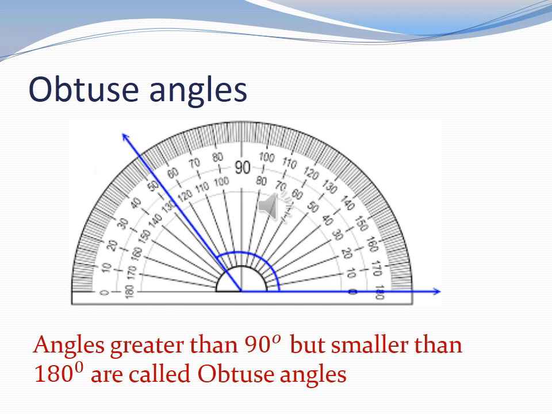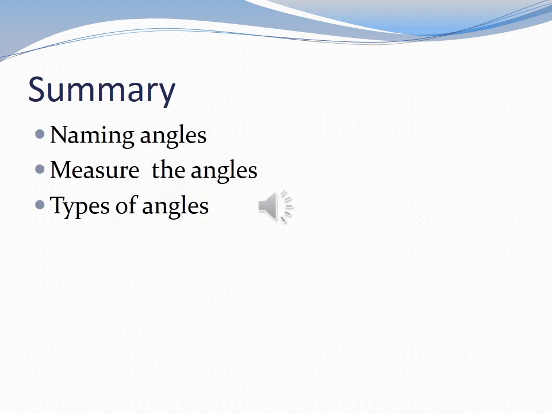To identify right angles, acute angles, and obtuse angles, we don't need protractors. According to the size of the angles, we can identify their types. In this video, you have learned how to name angles, measure angles, and the types of angles.